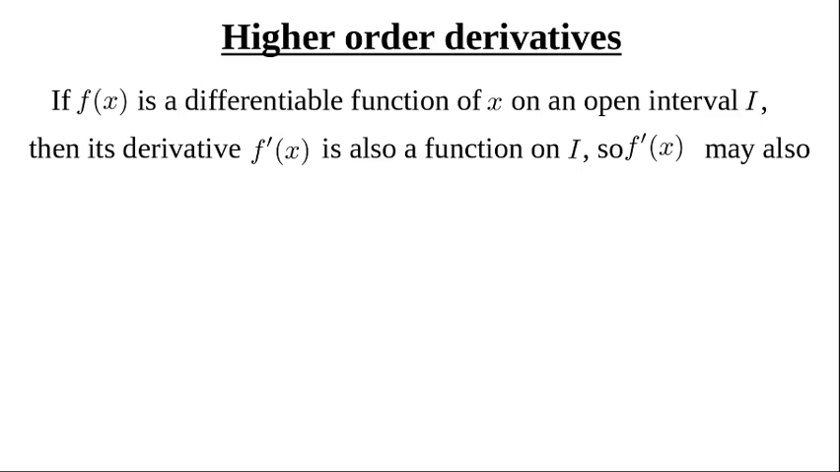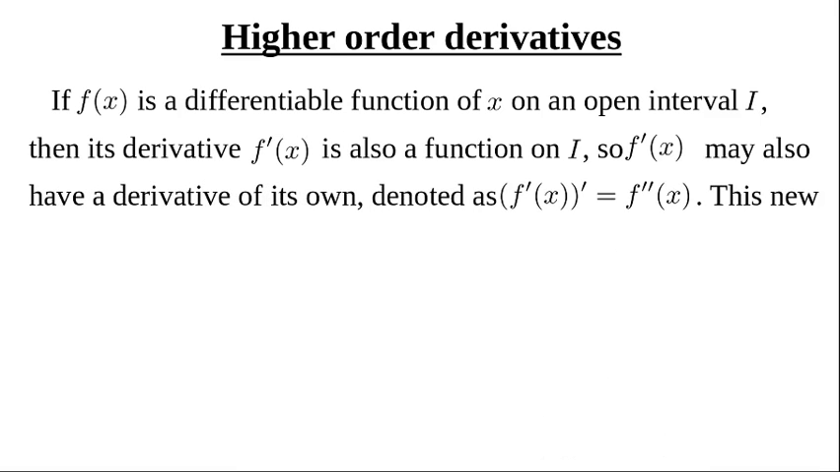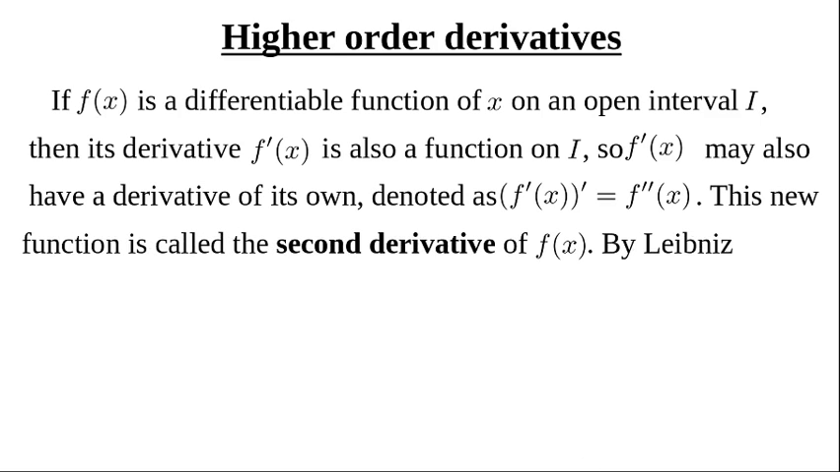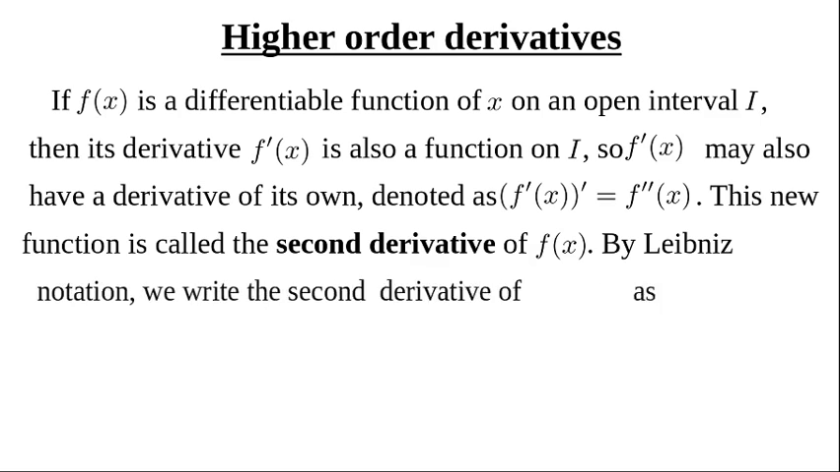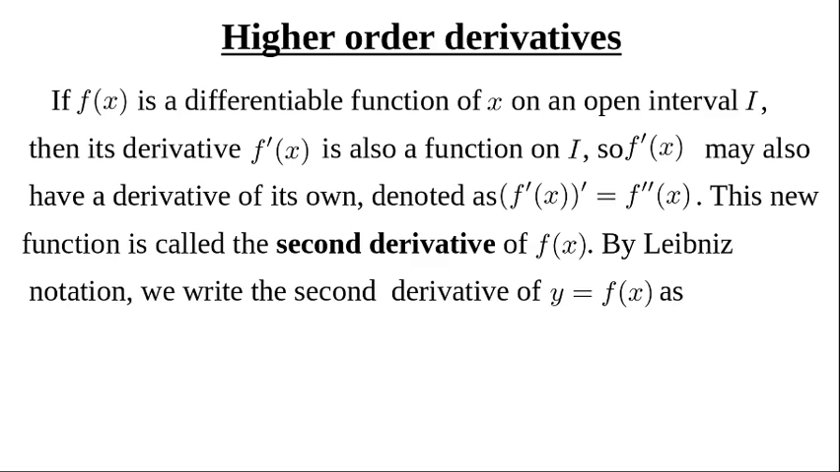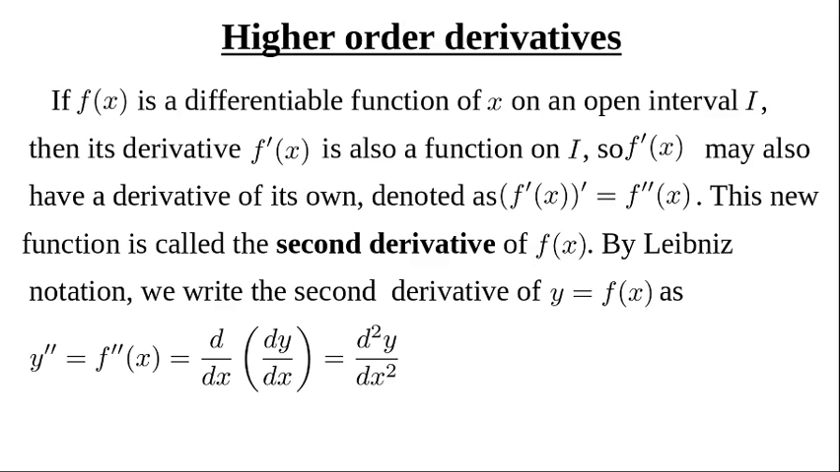So f dash of x may also have a derivative of its own, which is denoted as (f dash of x) whole dash equal to f double dash of x. This new function is called the second order derivative of f of x. By Leibniz notation, we write the second order derivative of y equal to f of x as y double dash of x equal to f double dash of x equal to d by dx of dy by dx equal to d square y by dx square.